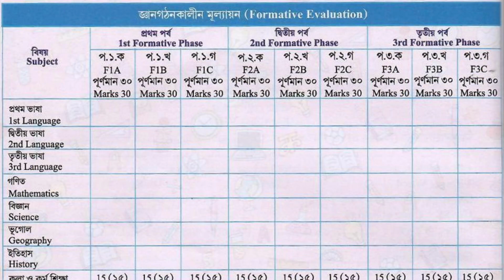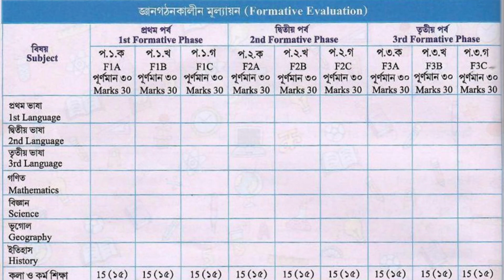Now I am showing the class 8 formative evaluation table. This is where we measure the learning during the academic year in 3 phases. That is first formative phase, second formative phase and third formative phase. And each phase is split across 3 months covering the full academic year. Each subject has 30 marks maximum for each phase.